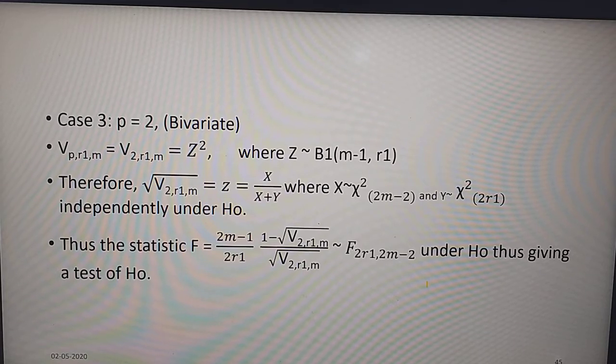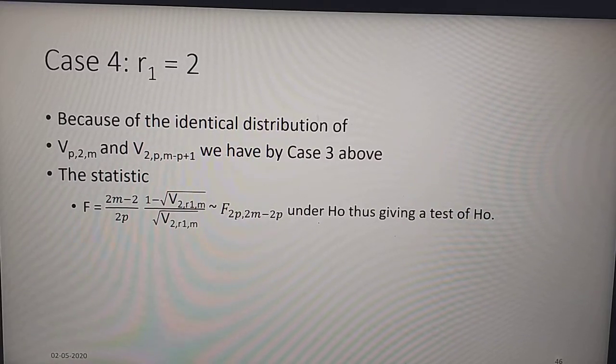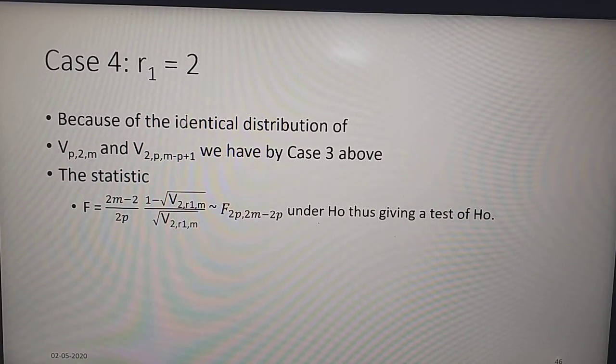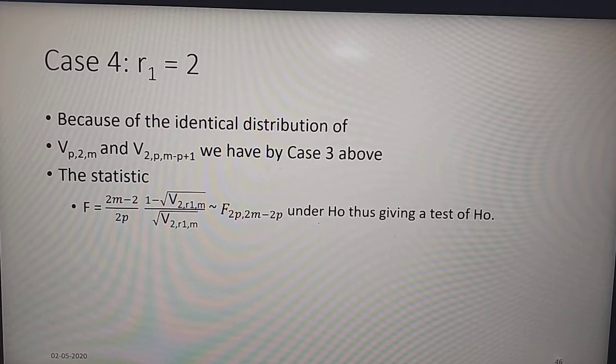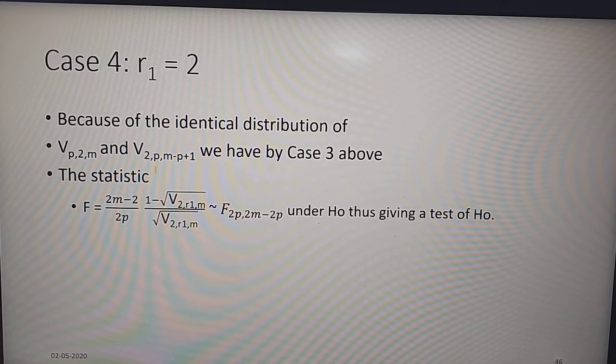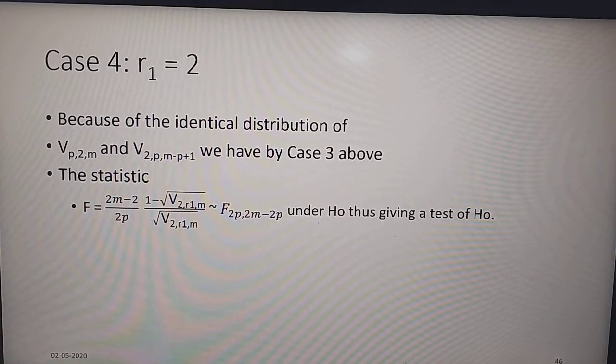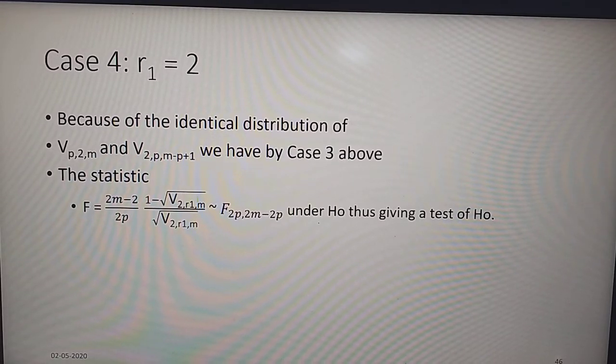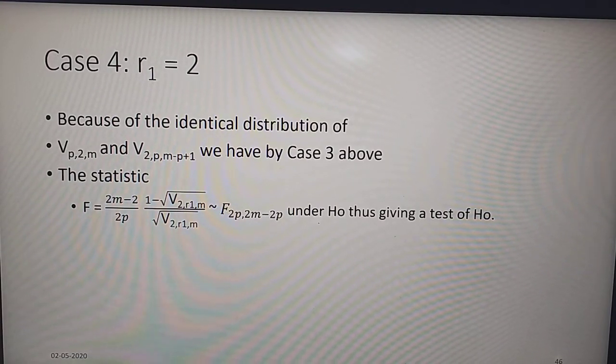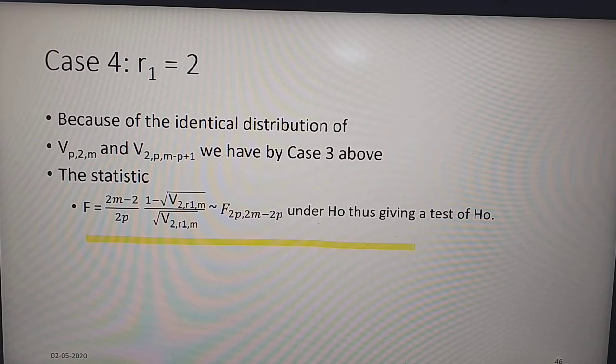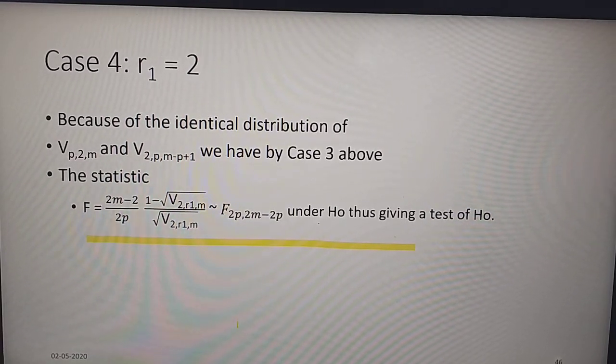These are very simple things. You can do it by just doing some paperwork on your own. Case 4, r1 is equal to 2 again. Because of the identical distribution of V(p, 2, m) and V(2, p, m minus p plus 1) by case 3 above, similarly, as from case 1 to case 2, now from case 3 to case 4. Case 4 is obtained from case 3. Here, you can check it.